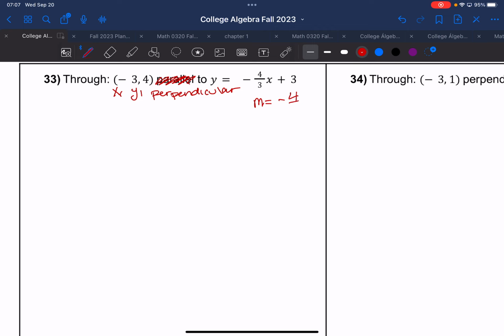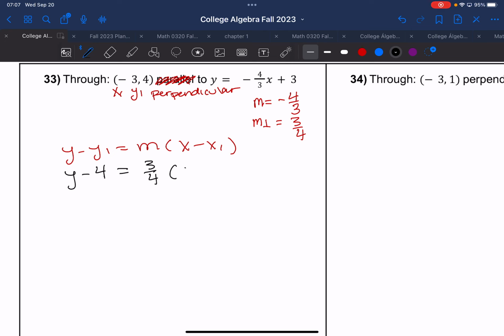Negative 4 over 3. And since it wants us to find the perpendicular slope, notice how I wrote that as m and then the perpendicular symbol. I have to do the opposite reciprocal. So what would be the opposite reciprocal of negative 4/3? 3 over 4. Because you switched the signs too. Correct. So plugging this into my formula, I get y minus 4 is equal to 3 over 4 x minus a negative 3.